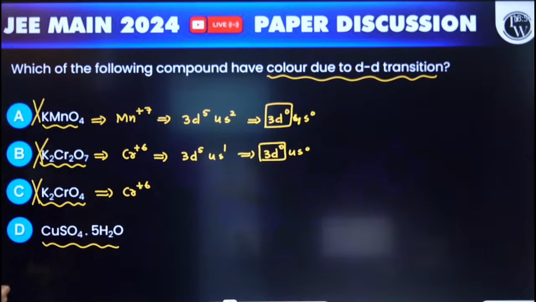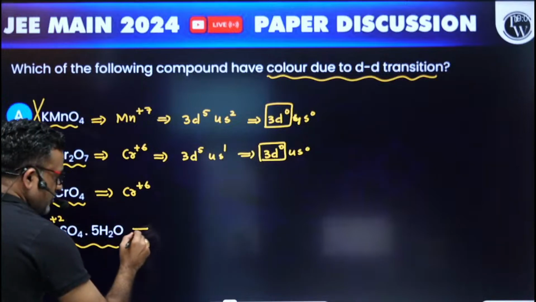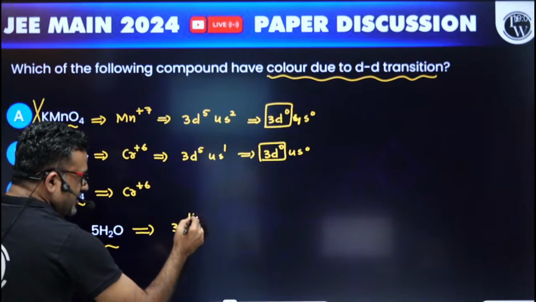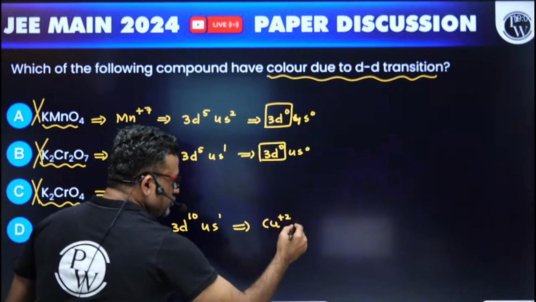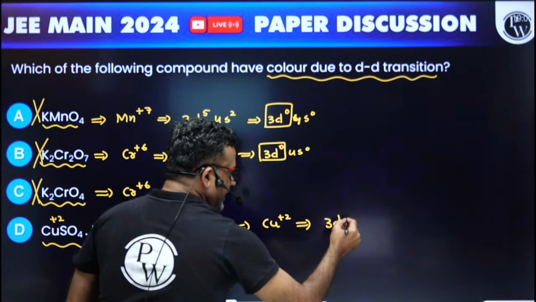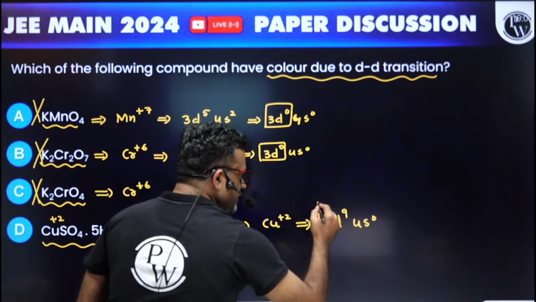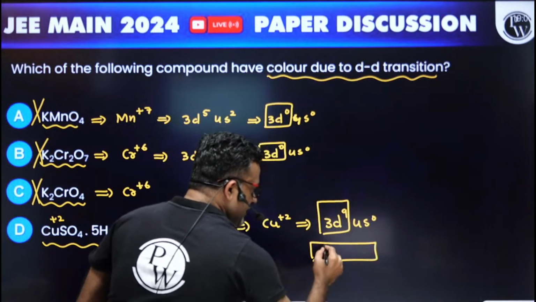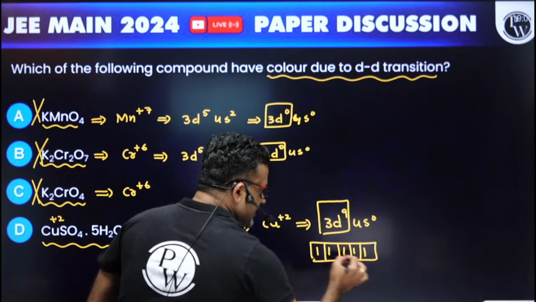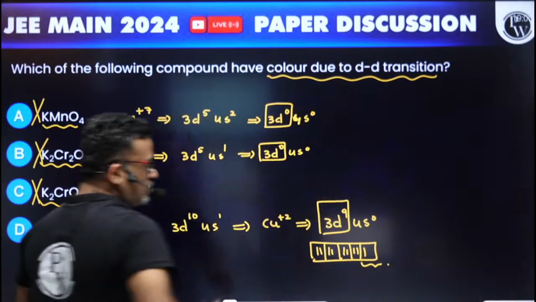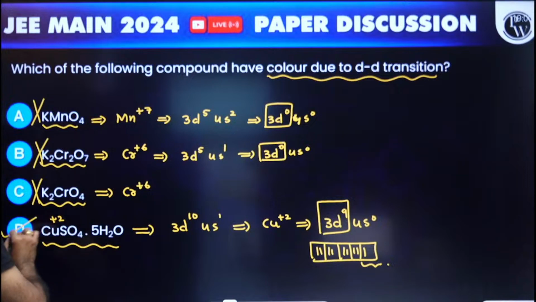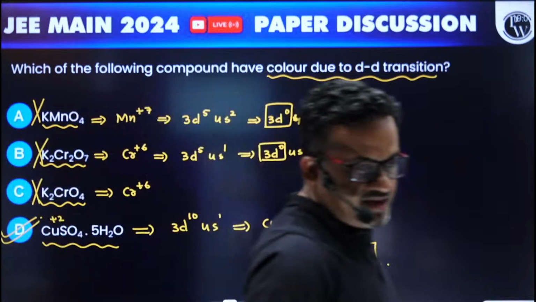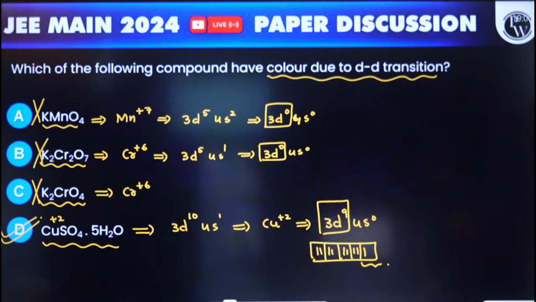Coming to copper sulfate, copper is in +2 state. Copper otherwise is having 3d10 4s1 configuration. With the Cu +2, the copper becomes how much? 3d9 4s0. With the 3d9, it has got an unpaired electron. 1, 2, 3, 4, 5, 6, 7, 8, 9. This electron undergoes a DD transition, and that is responsible to show color. So, the color due to DD transition is in option D. Is that clear, everyone? Right.